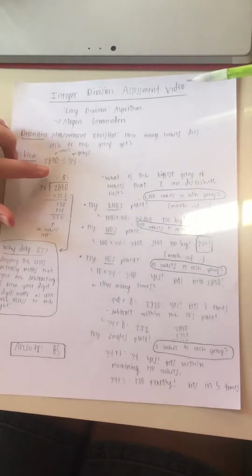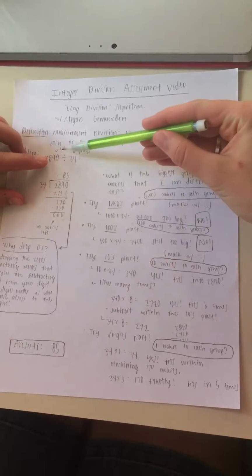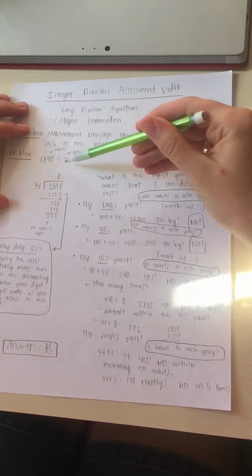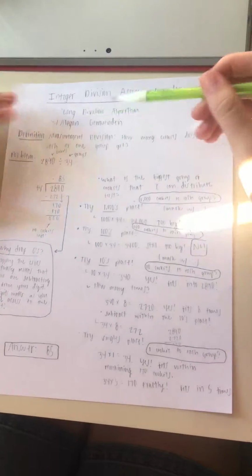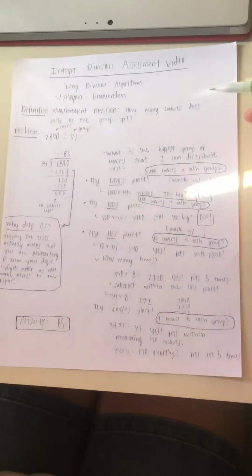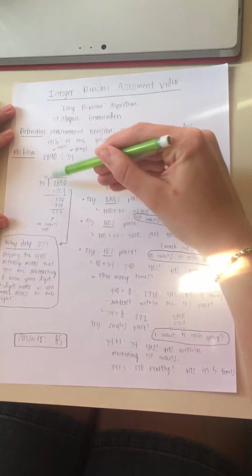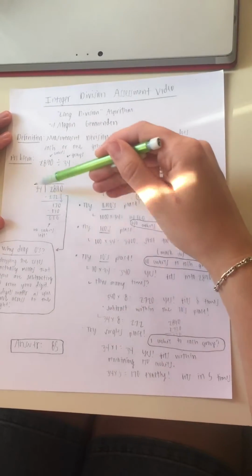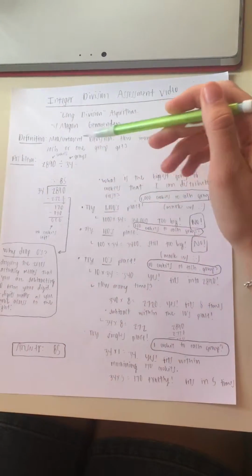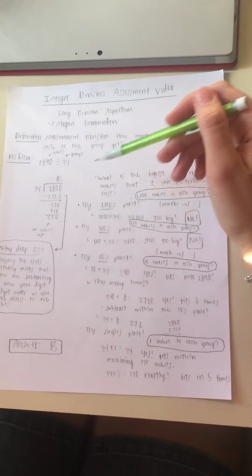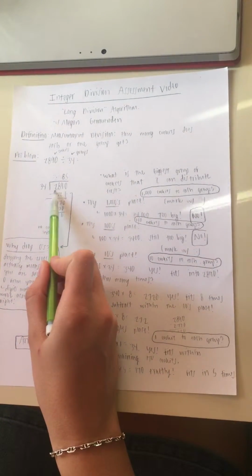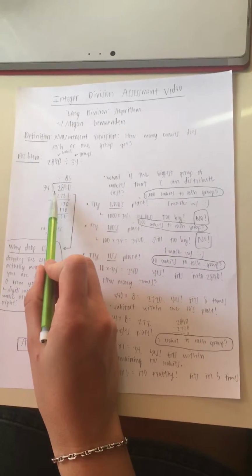The problem that we're going to be using is 2,890 divided by 34. The 2,890 represents our cookies in this case, and 34 represents the groups. So the question that we're asking is, what is the biggest group of cookies that I can distribute first? I'll set it up like here, 2,890 on the inside of our division bracket, and then 34 groups on the outside.